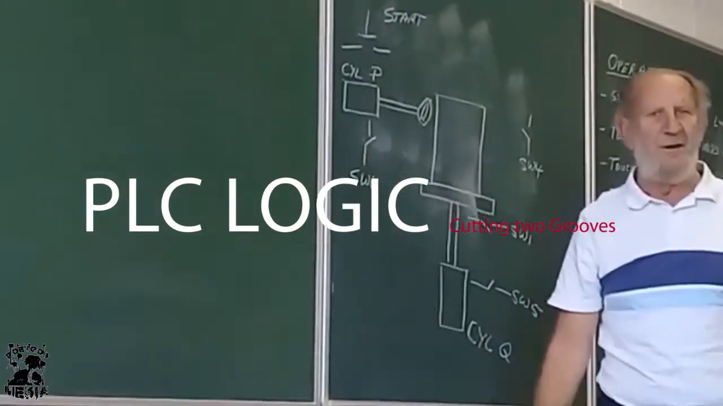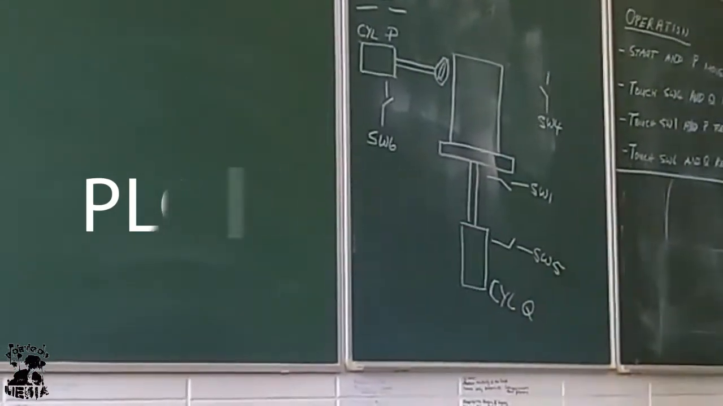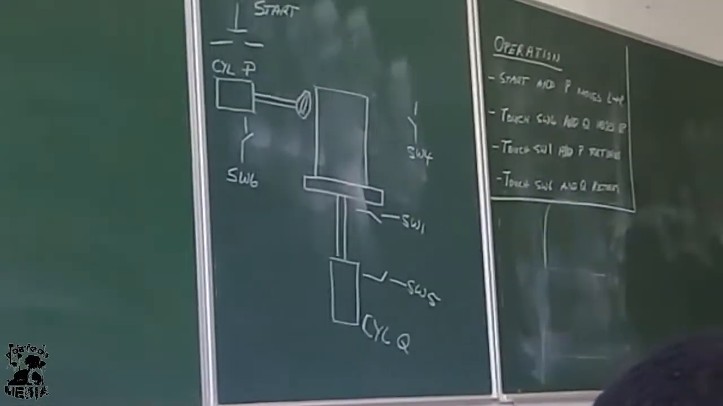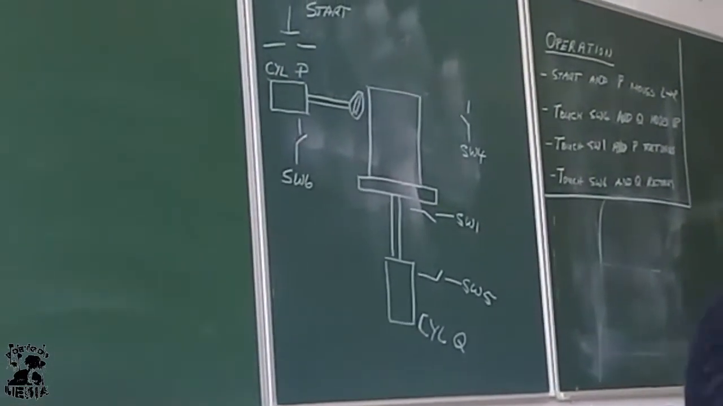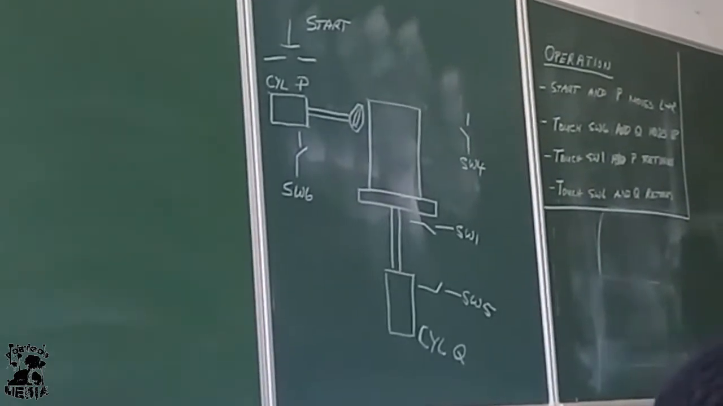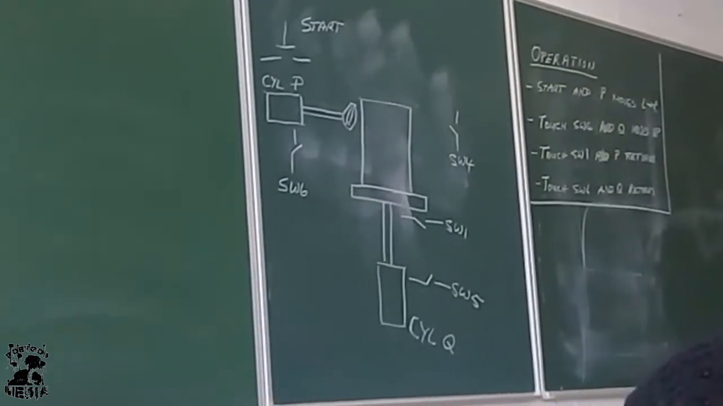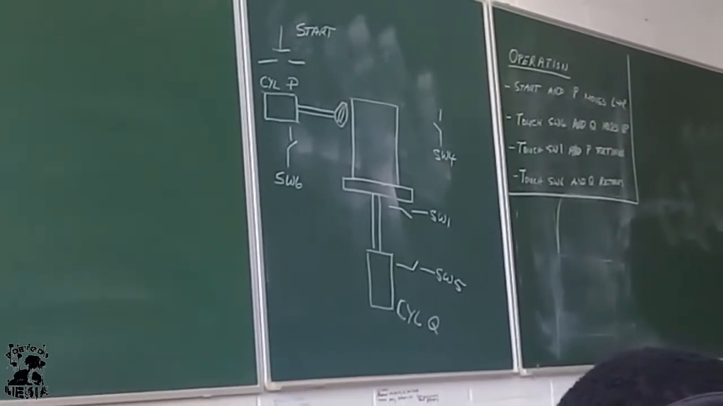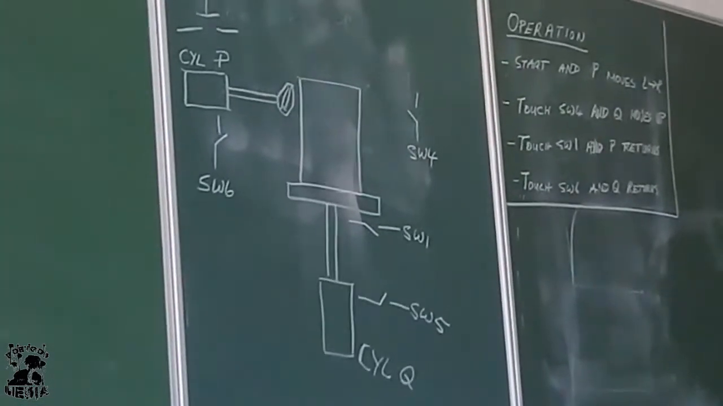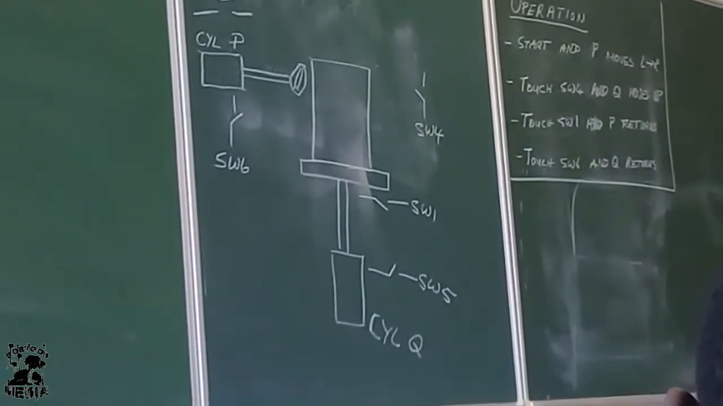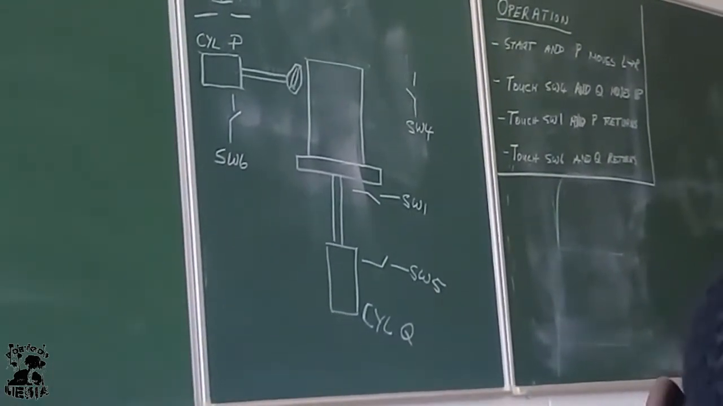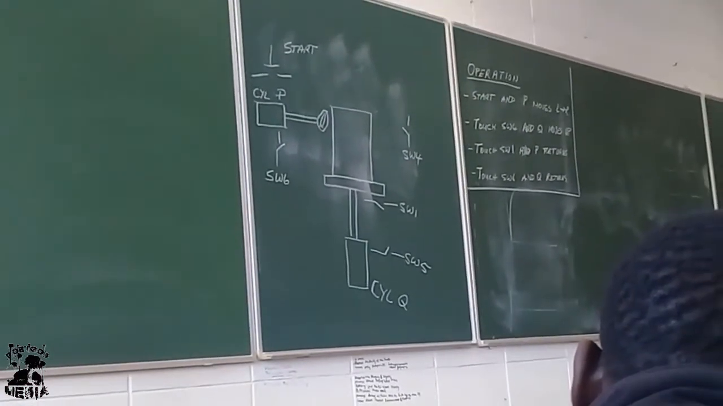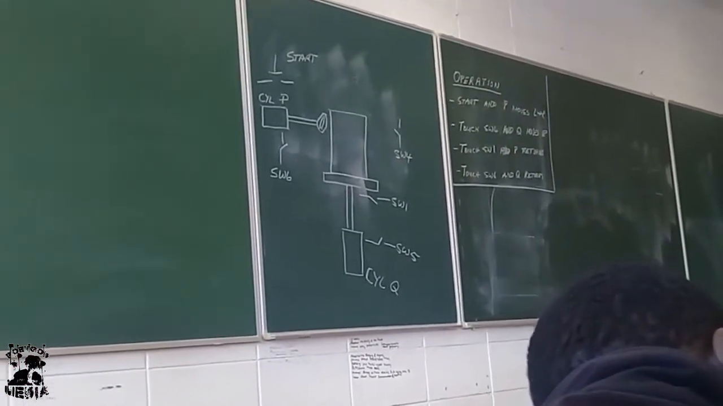Right, that is given. The sketch and the operation. So look at the operation. When I press the start button, P is going to cut the groove. It touches switch 4. Q moves up. When it comes at the top and it touches switch 1, P goes back, cutting the bottom groove. It closes switch 6 and Q goes back to finish the job. I give you that operation.